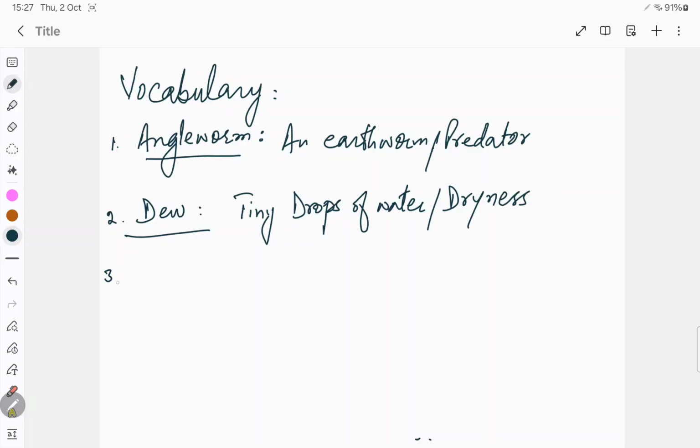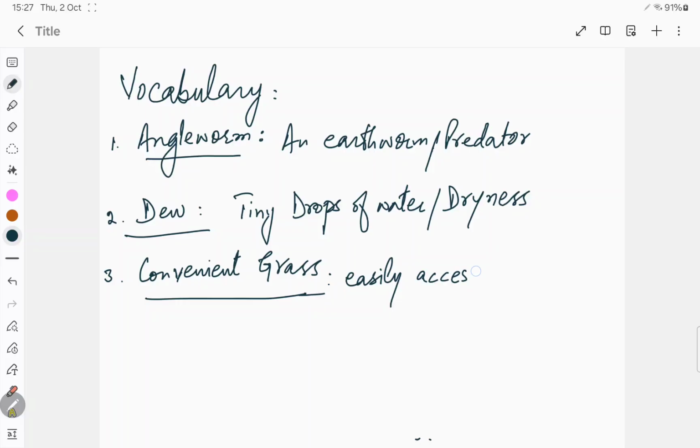The third phrase I've written over here is the convenient grass. While I was explaining the stanzas, I told you that here actually the grass has been personified. Just to make it a little more understandable, I may say that the grass that is nearby or very easily accessible. So convenient grass means which is available very easily, or you can access it quite comfortably.